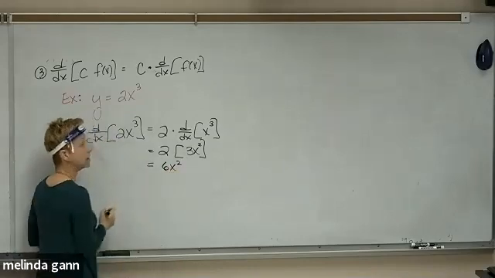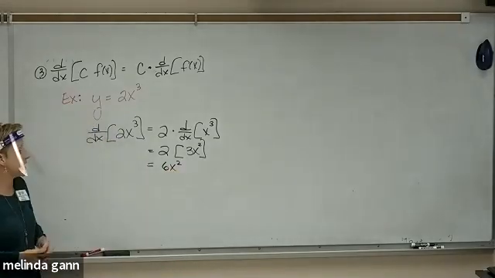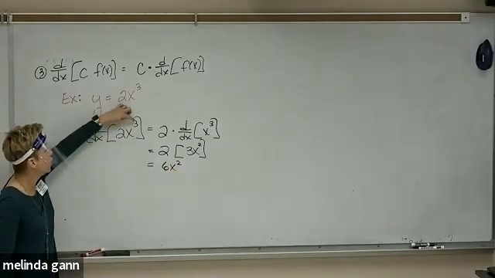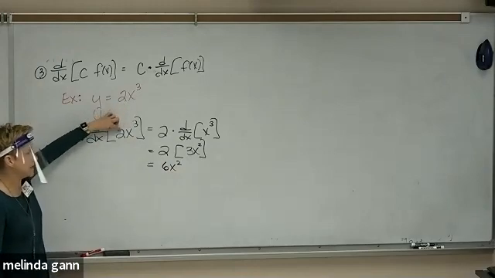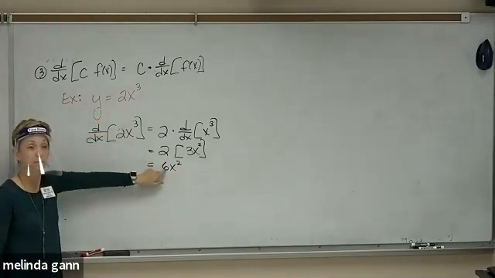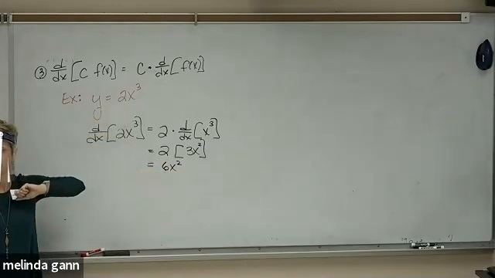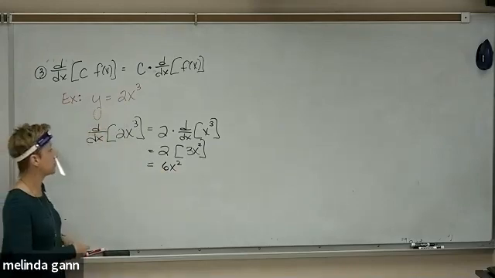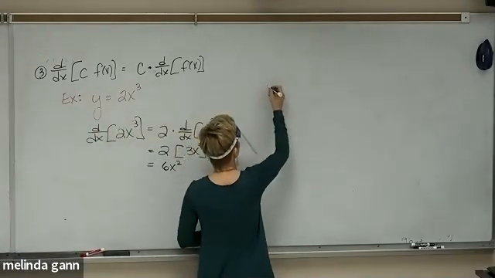6x squared. Very good. So do you see, here's what it looks like is happening. When you take this 3 and you pull it down, what if there's a number already there? What are you going to end up doing with them? Multiply. Okay, and the reason that this works is this.